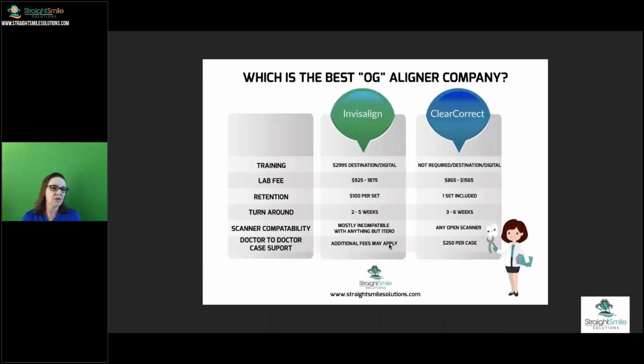Since this program is not sponsored by any aligner company, I'm just going to talk about this at a high level. The two main players are, of course, Invisalign and ClearCorrect. Invisalign still requires you to become certified, and they're always changing their training options. Last I looked, it was $29.95 for the destination, and around $1,000 for the digital, but sometimes it says $3,000 for the digital. Every day it's different, so don't call me on that.